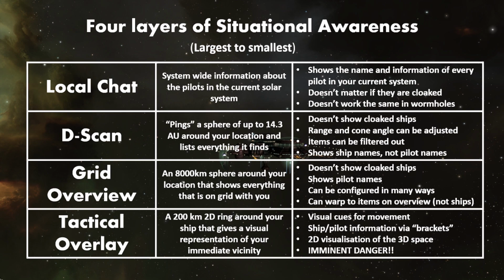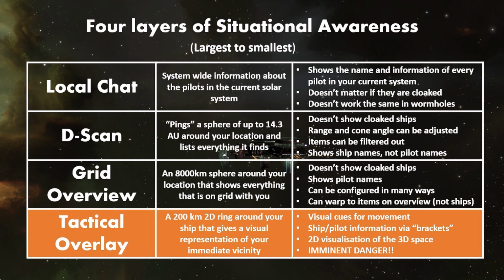And here is the big one. The tactical overlay means imminent danger. So this is effectively the only place you can be killed. If something is within the range of your tactical overlay, you're in imminent danger of being killed or doing the killing if you're in an offensive frame of mind. Everything else tells you where things are around you, but not necessarily that you can be killed from that point. But once something is inside that 200-kilometer ring, potentially you're looking at imminent danger.